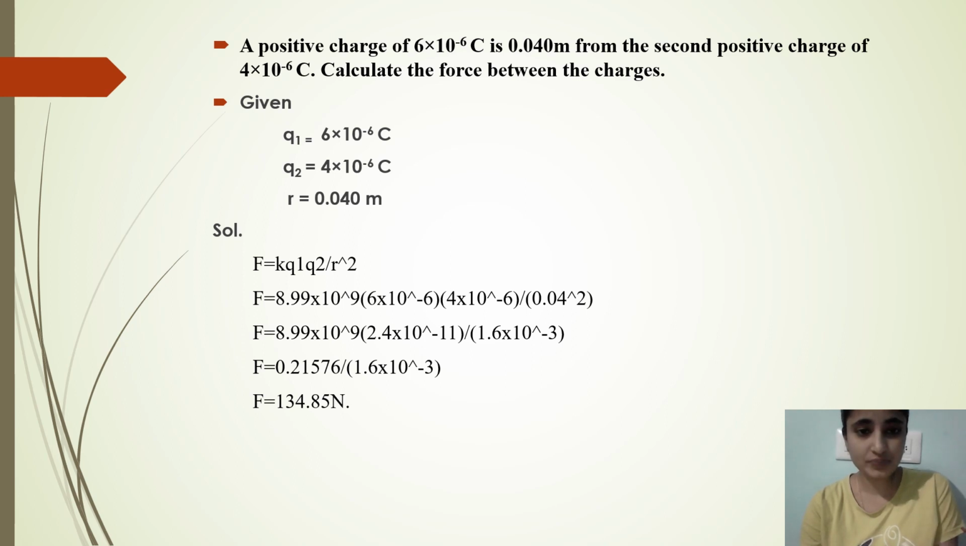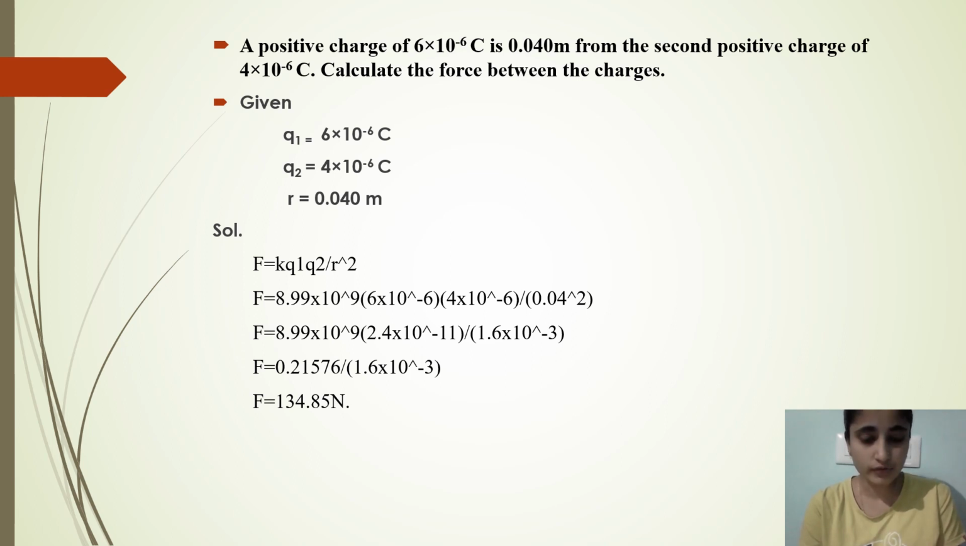As mentioned in the question, the two charges are given. Let us take the value of Q1 equals 6 × 10^-6 coulomb and Q2 equals 4 × 10^-6 coulomb. The R value is 0.040 meter. According to Coulomb's law, the formula is F equals K times Q1 times Q2 by R square.